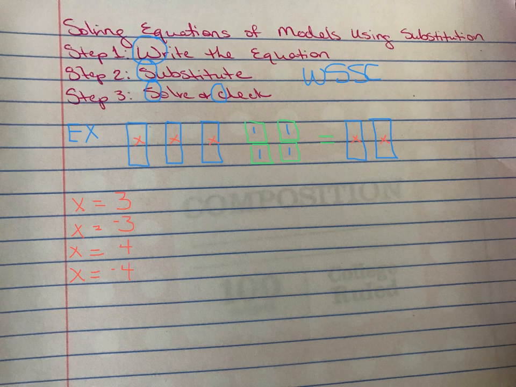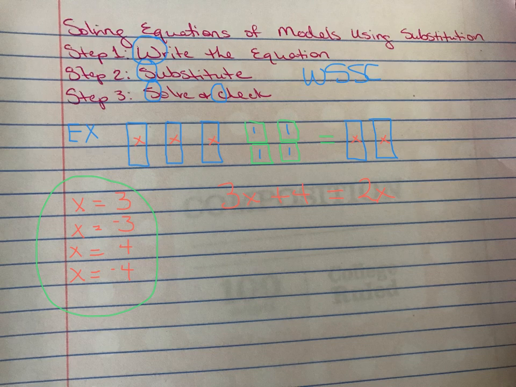So step one, in order to whisk right through this, we're going to write the equation from the model. We see that we have 3x plus 4, because those single units are positive, is equal to 2x. So we've written our equation based on the model. Now over here we have answer choices that we can choose from in order to determine which one of these would make this equation true. So I'm going to choose x is equal to 4.